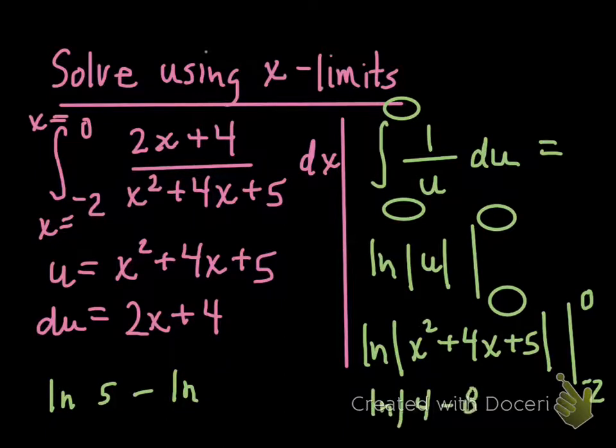If I plug a negative 2 in for wherever I see an x, negative 2 quantity squared is 4 plus 4 times negative 2, which yields minus 8 plus 5. So 4 minus 8, negative 4, plus 5 is 1. We're talking about the natural log of 1. We all recognize that the natural log of 1 has a value of 0. So my answer here is going to be natural log 5 minus 0, or a simple natural log 5.